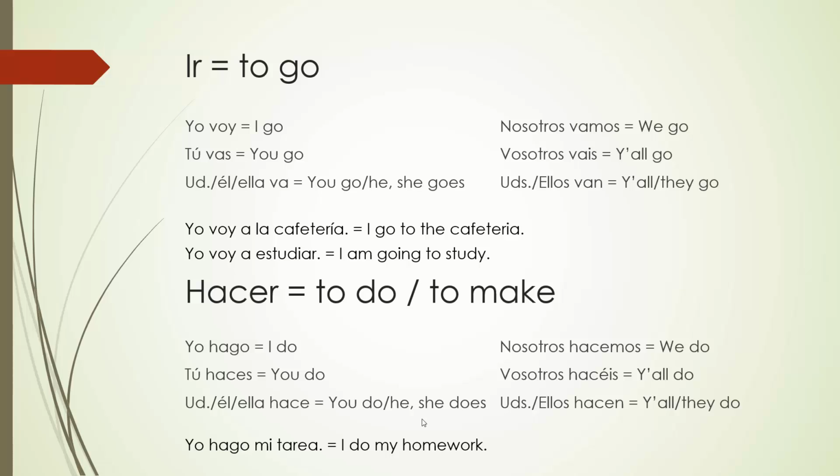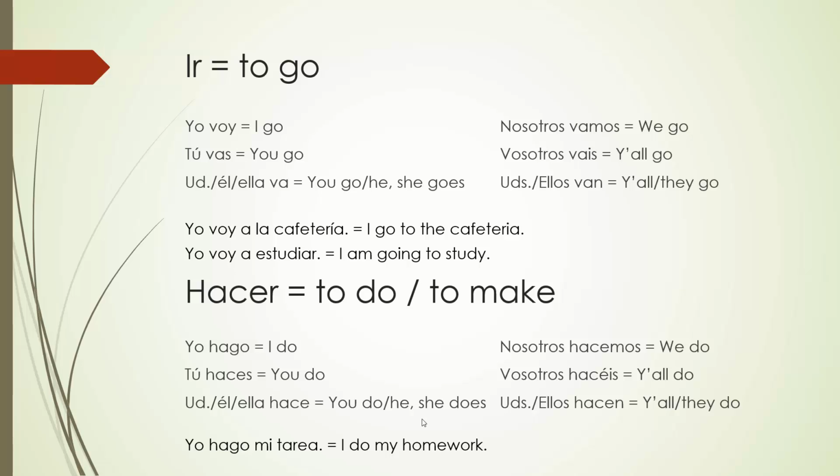So how do you conjugate ir? You say, yo voy, I go. Nosotros vamos, we go. Tú vas, you go. Vosotros vais, y'all go. And no, that's not an error. There really isn't an accent on that. Usted, él or ella, va, you go, or he or she goes. Ustedes or ellos van, y'all go or they go. So that's how you conjugate ir.